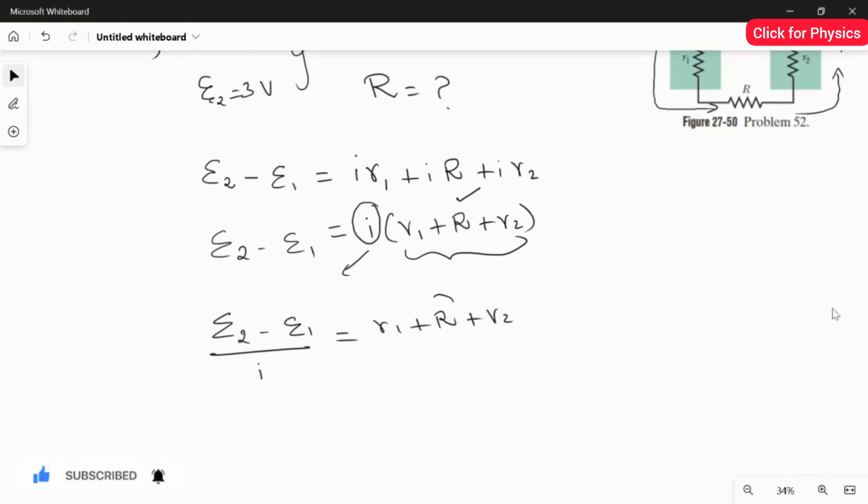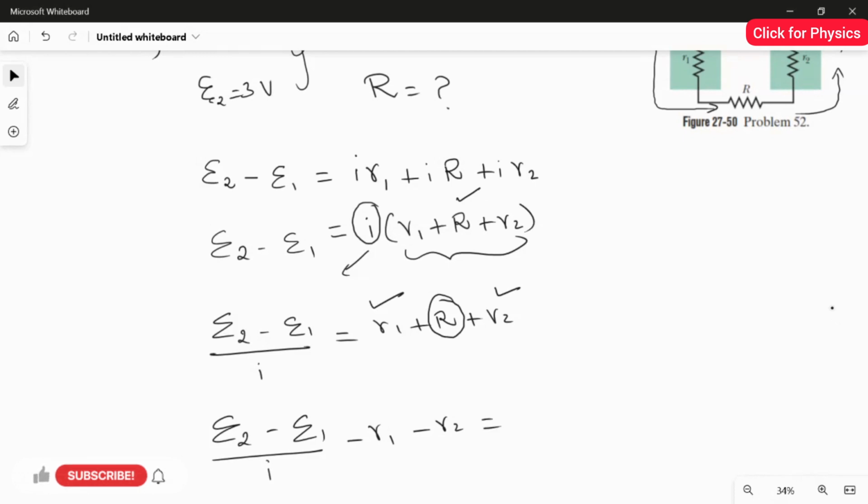Now we are going to find the value of R. So I'm going to move this R1 and R2 to the left hand side. By that, the equation becomes EMF2 minus EMF1 divided by current, and when R1 and R2 come over, both will take the negative sign. So minus R1 minus R2, which is equal to R.